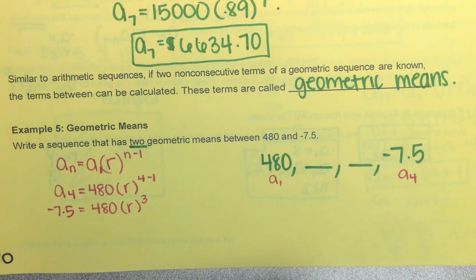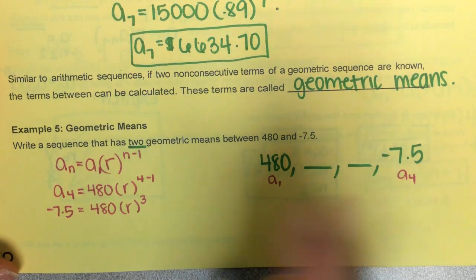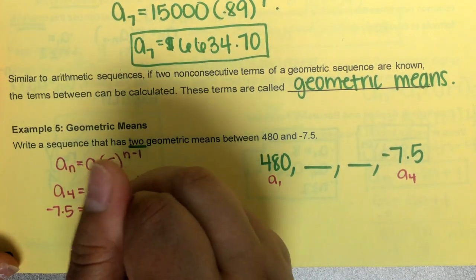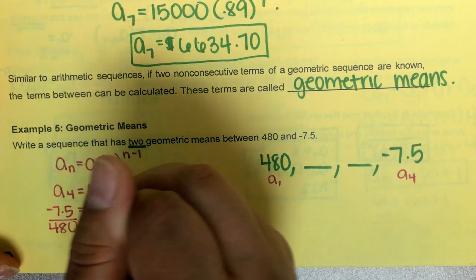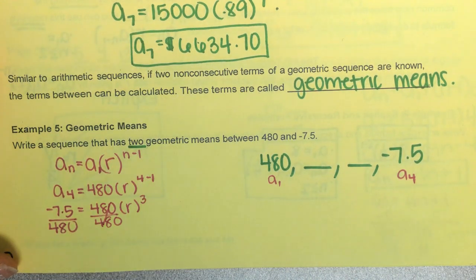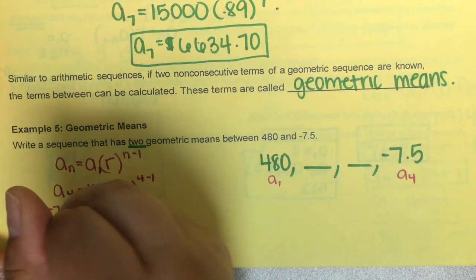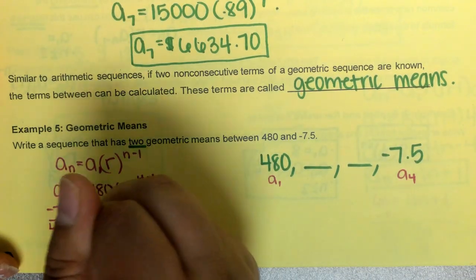How do I figure out r? Before I cube root, I'm going to divide by 480. And again in Desmos, when you divide these, you're going to divide negative 7.5 divided by 480. Look up. You get this ugliness. But watch. Hit the fraction. Doesn't that like make a lot more sense? So negative 1 over 64 equals r cubed.